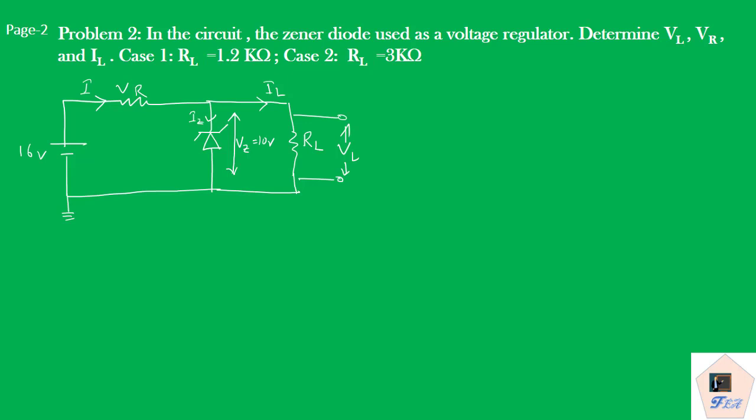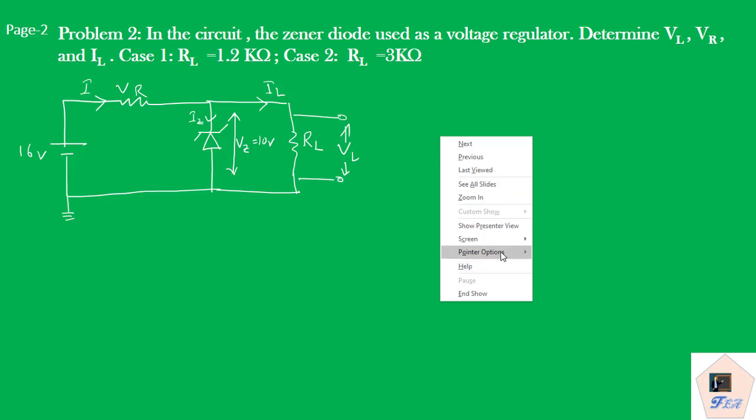Here you see the circuit and we need to determine VL, VR, IL. What are given? We have been given the supply voltage as 16 volt, Zener voltage as 10 volt, and for load regulation we have 1.2 kilo ohm and in case 2 we have 3 kilo ohm. So both the cases we shall take on. Now let us try to solve this problem.